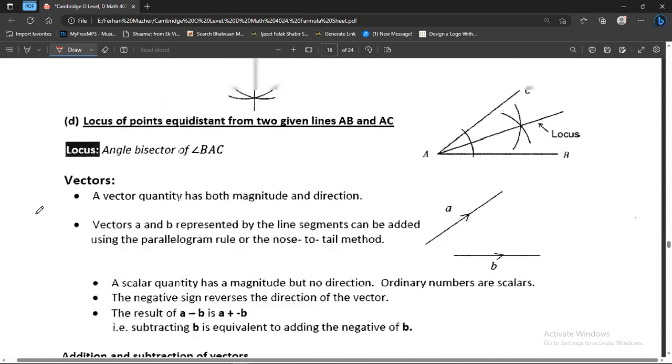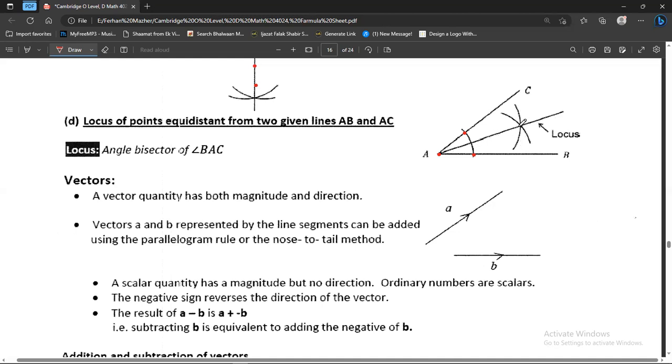Then we have the locus of points equidistant from two given lines AB and AC. If you are supposed to remain equidistant from two lines which are intersecting, then we draw the angle bisector. And for example, this angle BAC. So you put your compass on A, you draw an arc on one arm, you draw an arc on the other arm. Then from here, you draw an arc between the angle, and put your compass here and draw an arc in the angle, meaning inside that angle.